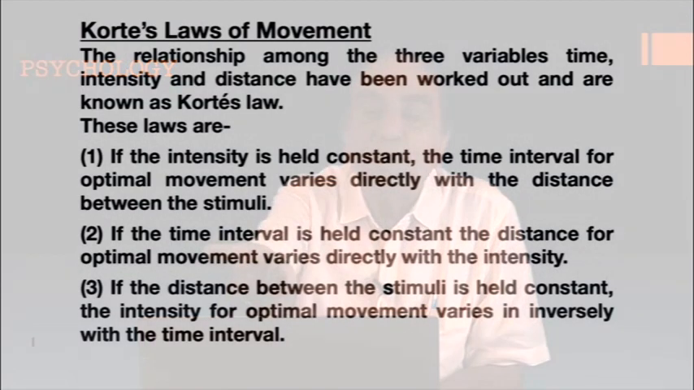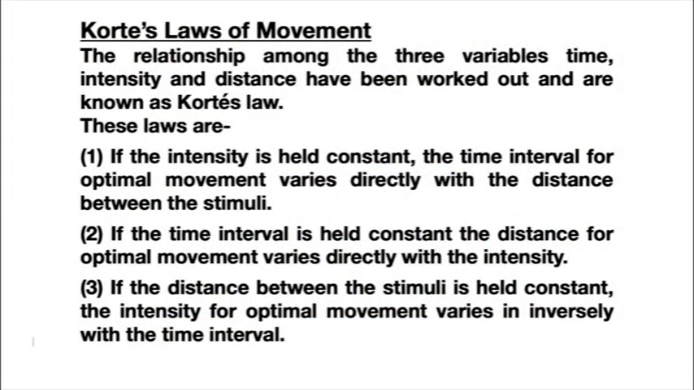Now, how this movement is controlled, there is a law for that, and that law is called Korte's law of movement. It is a very important law, sometimes questions are asked on it. Korte's law of movement describes the relationship among three variables. What are those? I have just talked about time, intensity and distance.